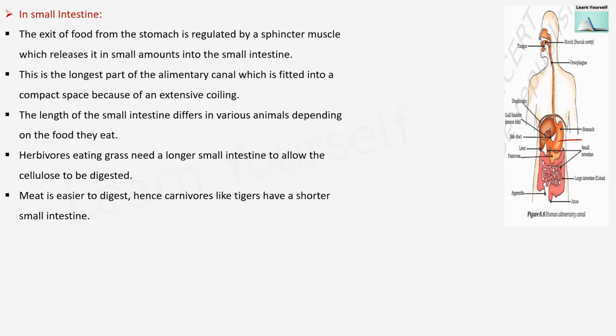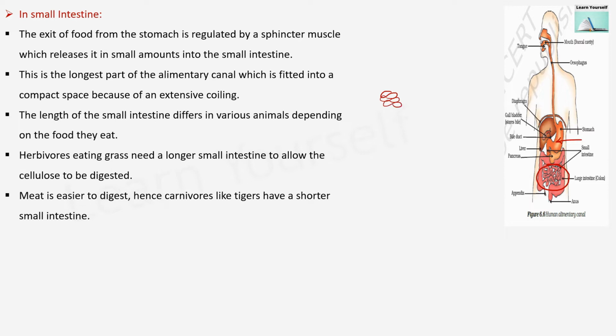Now from the stomach, the food will come to the small intestine. Small intestine is a very long organ. It is fitted into a very small space because of its extensive coiling. Now what is the meaning of extensive coiling?